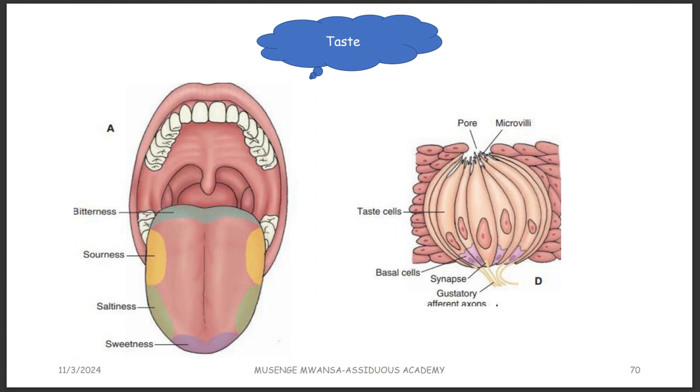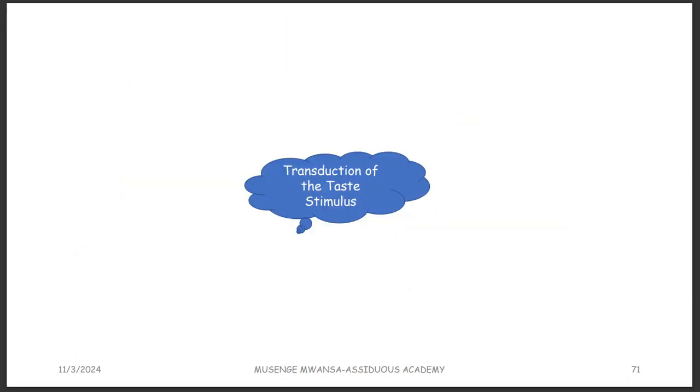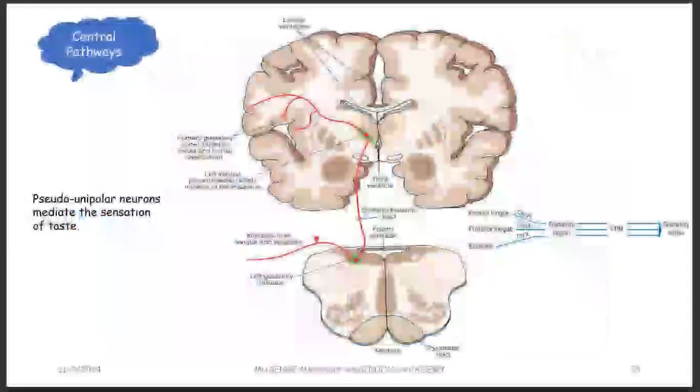Allow me just to mention on the bitter that the G proteins for the bitter taste close potassium channels, just like on the sweet. When you close the potassium channels, potassium is not leaving the cell, and so there is that generation of the action potential.